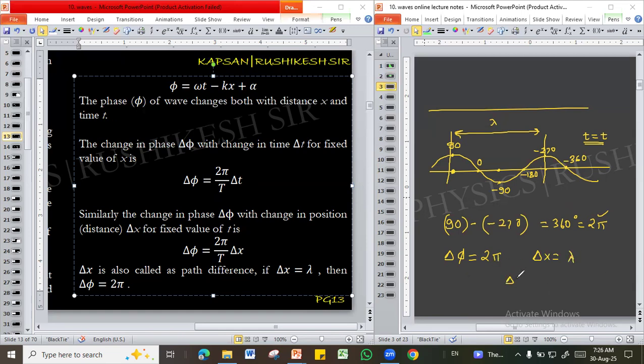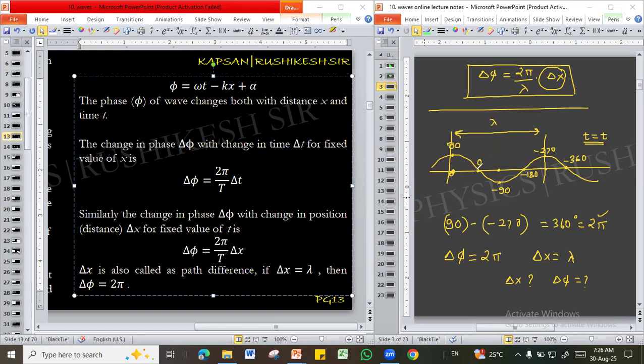Then for any general distance, what will be the change in phase? Answer will be very simple. Change in phase is equal to total change in phase upon total distance into your distance. Is this formula clear? Change in phase of the wave changes by what value if you travel a distance equal to delta x.